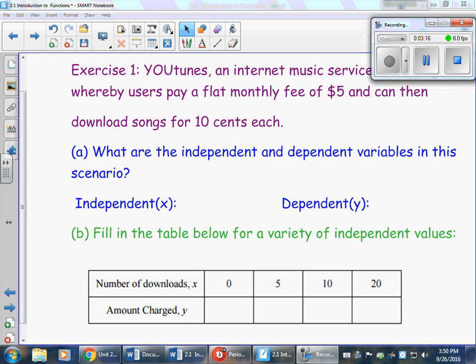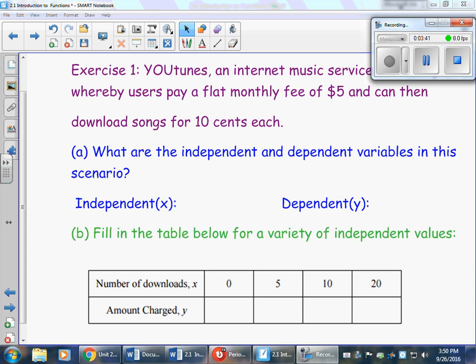Exercise 1. Utunes, that's the cousin of iTunes. Utunes, an internet music service, offers a plan whereby users pay a flat monthly fee of $5 and can then download songs for 10 cents each. A. What are the independent and dependent variables in this scenario?